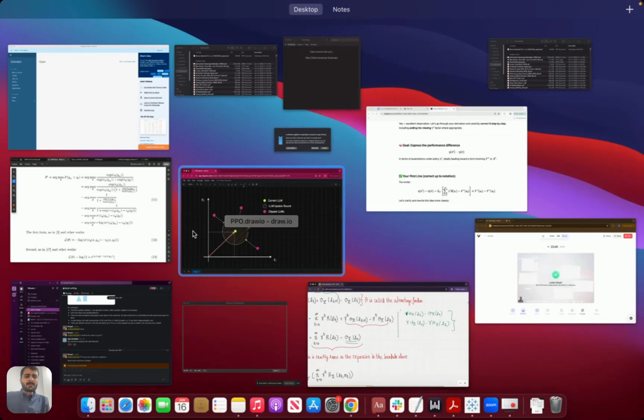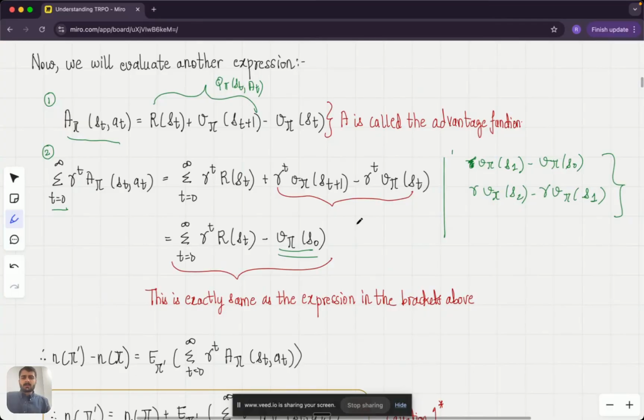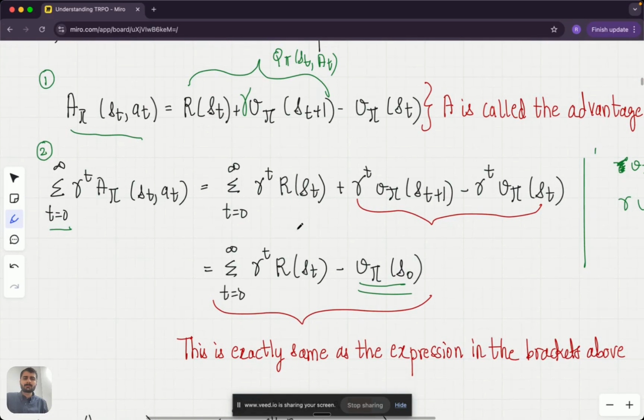And the reason why that happens is that if you look at, okay, so there was one error in this derivation. What happened was that in the first step, we did not consider a gamma over here. So there is a gamma here because this is the way we write the temporal difference target for the action value function, the immediate reward plus the discounted value of the next state, which is r of st plus gamma times v pi of st plus 1.